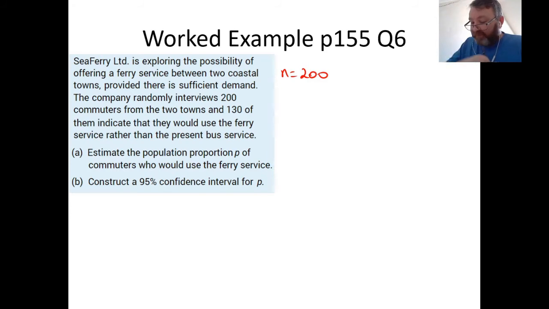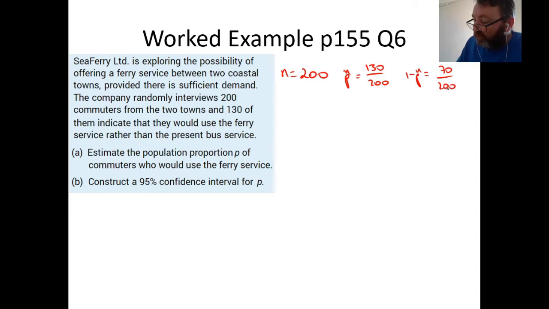130 of them indicate that they would use the ferry. So that means out of that sample, the fraction representing success is 130 out of 200, which means 1 minus p hat is going to be 70 out of 200. It's very simple. Once you work out the fraction representing success, you take it away from 1 and you get the fraction that represents failure. Okay, and there are the three pieces of information I need. Part A: estimate the population proportion P of commuters who would use the ferry service.